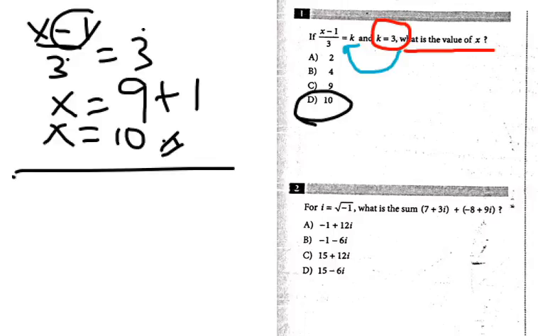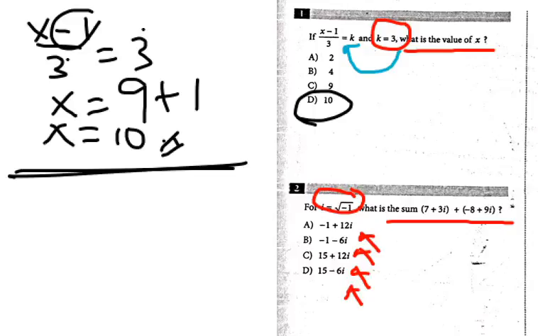Now look at the second question. They're looking for the sum of 7 plus 3i plus negative 8 plus 9i, which is pretty simple. Given that i equals the square root of negative 1, which is an imaginary number, we don't need to care about that, because the choices here are all in the form of i. So technically you can treat i as an x.